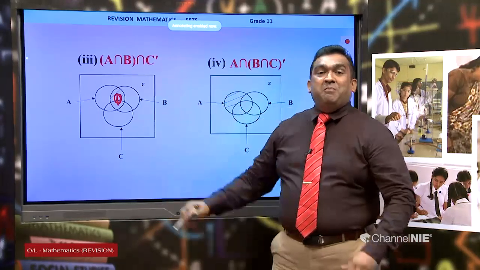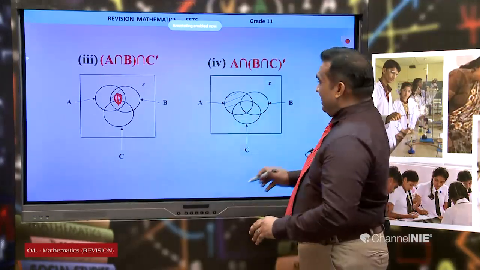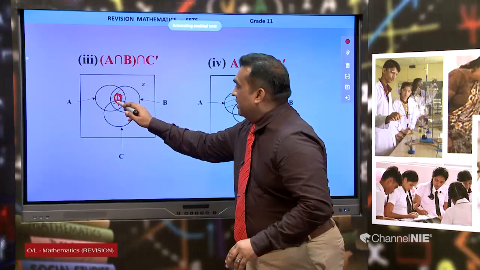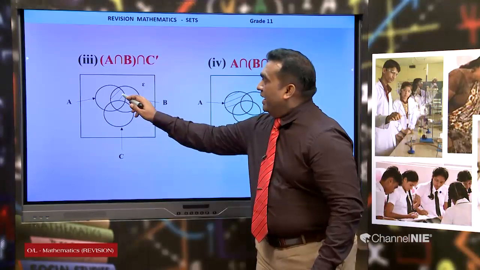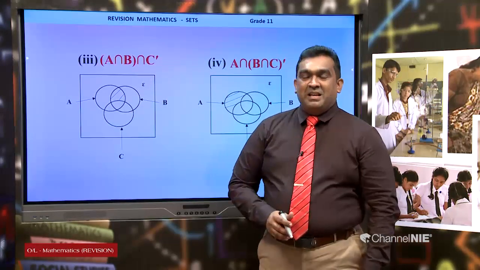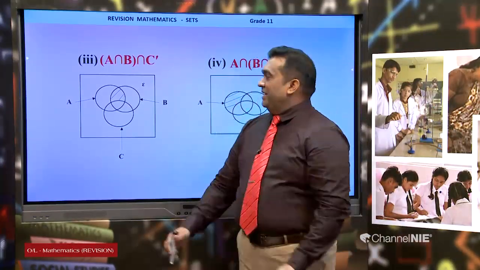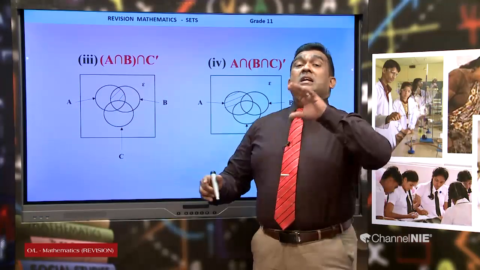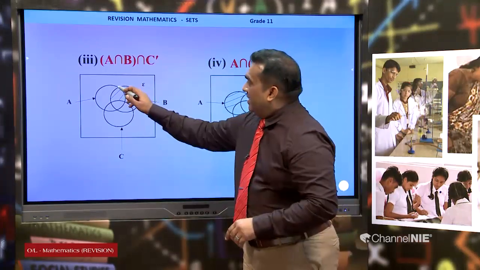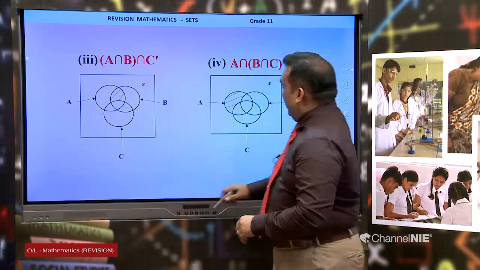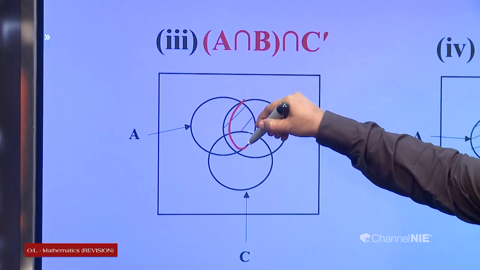Complement of C means you have to remove the region of C. Removing this part, you now have the region like this. This is called only A and B. Remember the word only. Without the word only, this is the region.